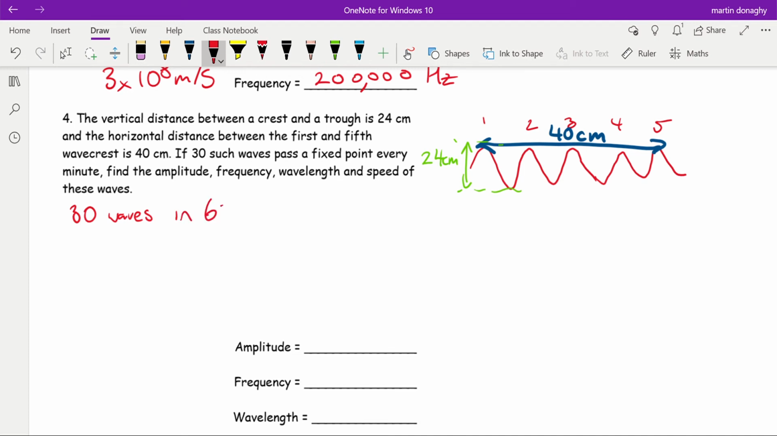So in 60 seconds. Now, what I can then do is we want to find the number of waves in 1 second to find the frequency. So divide that by 60, divide that by 60, and it gives me 0.5 waves in 1 second. So that tells us f is 0.5 hertz, and that's asked here.